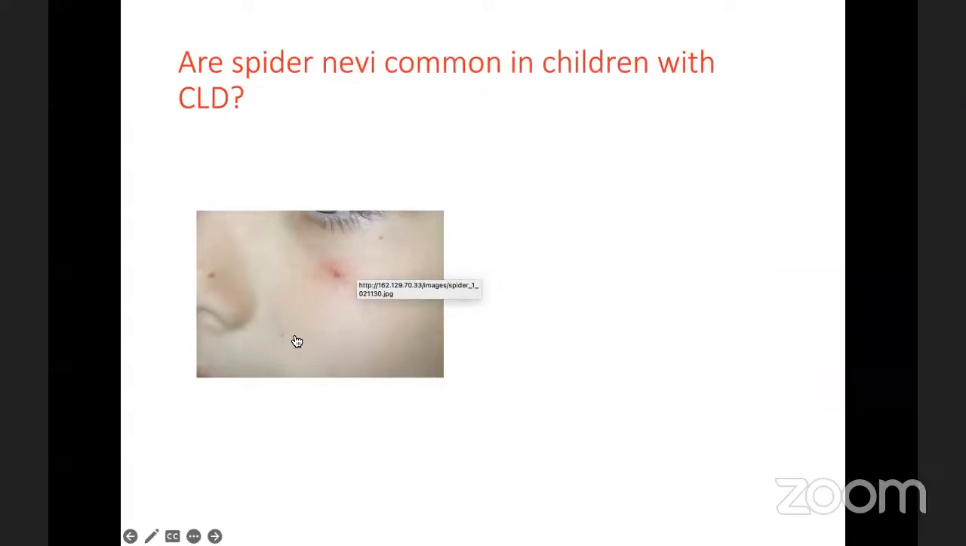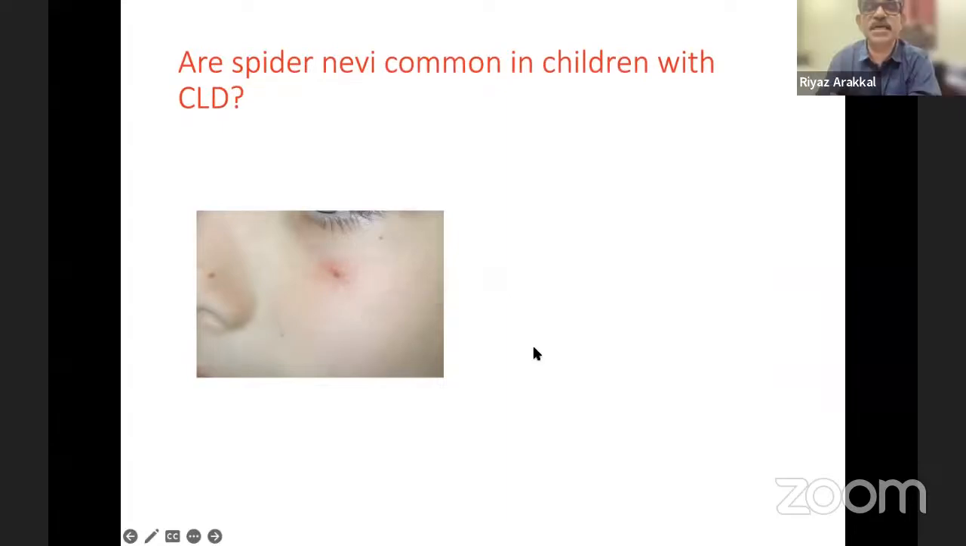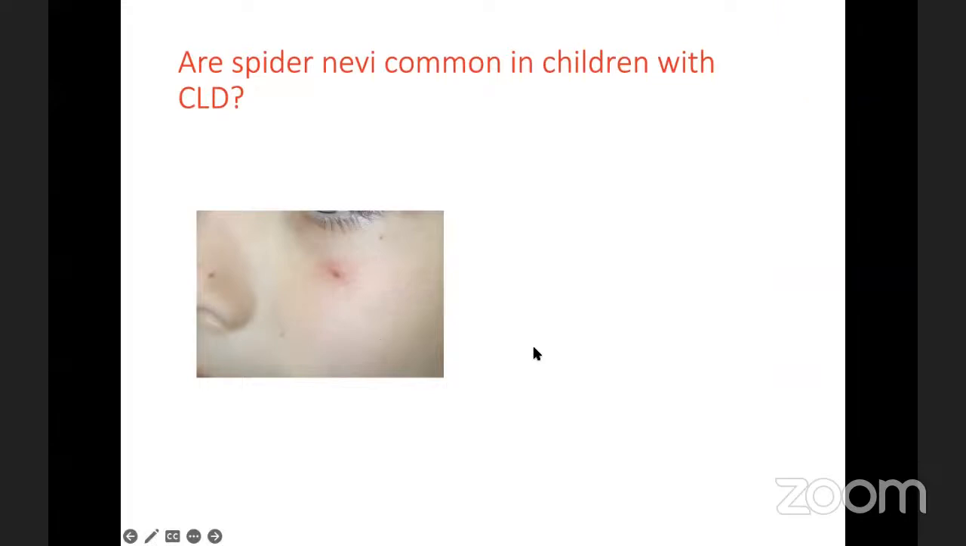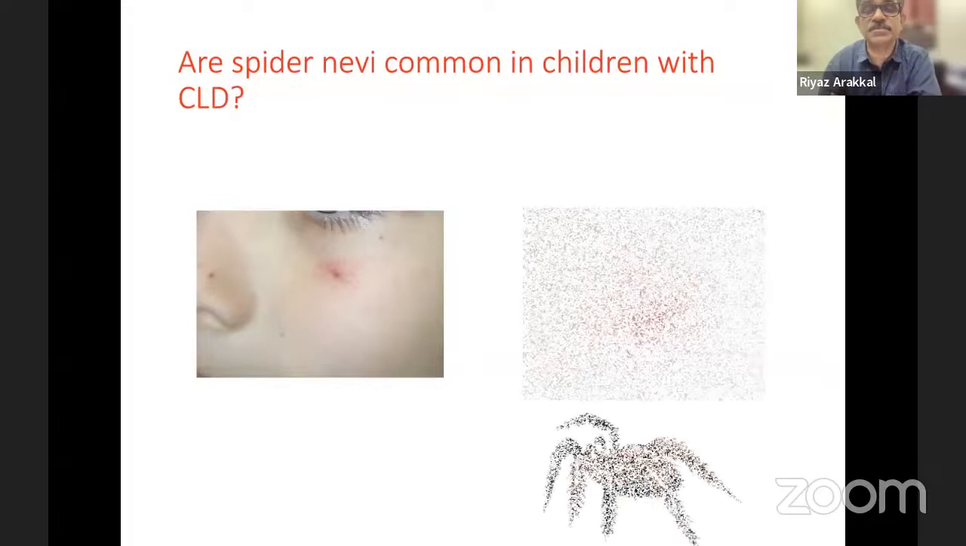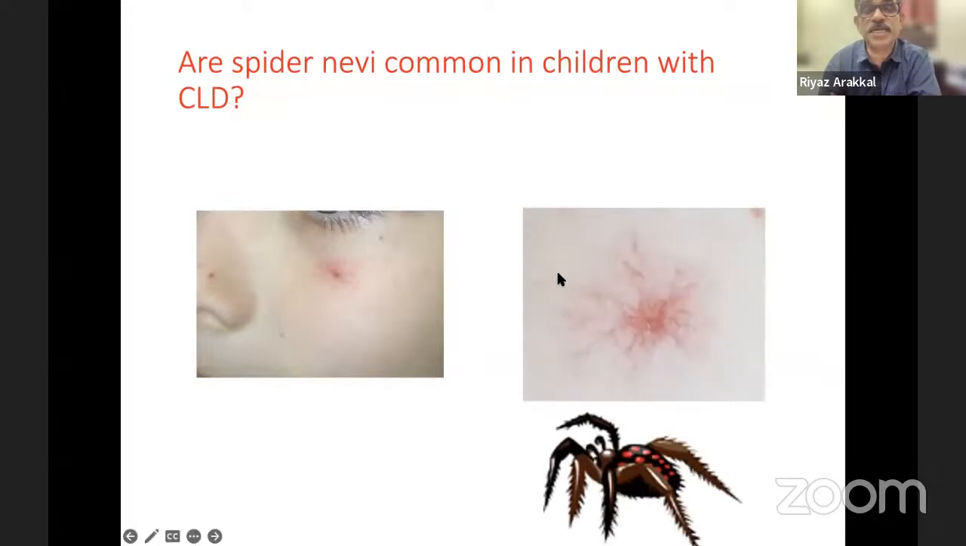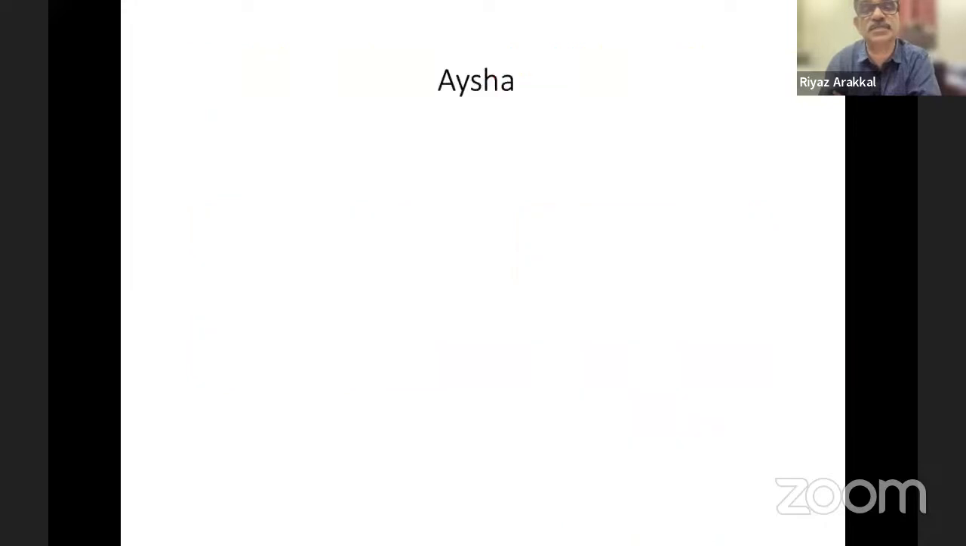Are spider nevi seen in children with chronic liver disease? Remember that spider nevi are extremely rare in the pediatric age group. It's mainly seen in alcoholic liver disease, but sometimes it may be seen in autoimmune hepatitis. So this is how a spider nevus looks. It is more commonly seen not in the pediatric age group, but in adults with alcoholic liver disease.